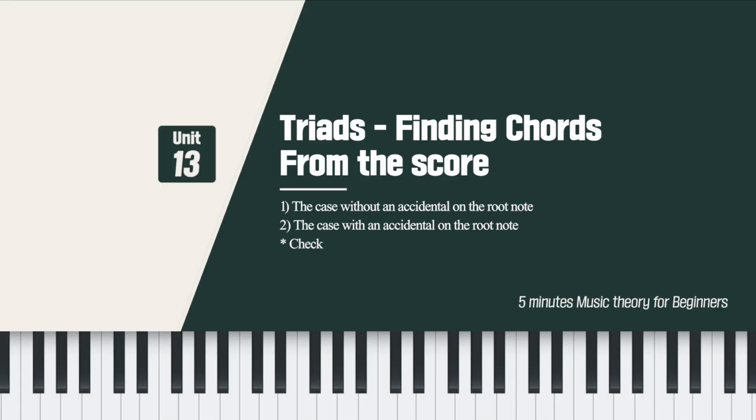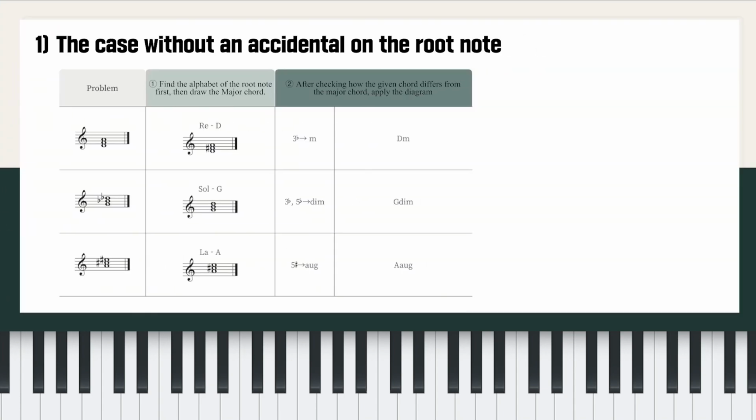In the last Unit 12, we learned how to draw the chord by the chord name. But in this Unit 13, we will talk about how to find the chord from the score. There are two cases to find the chord from the score.